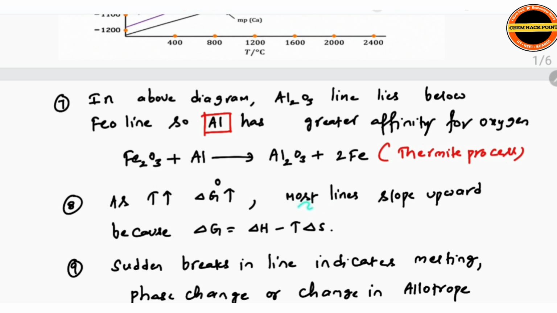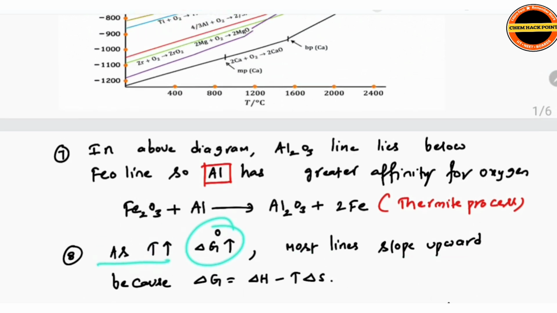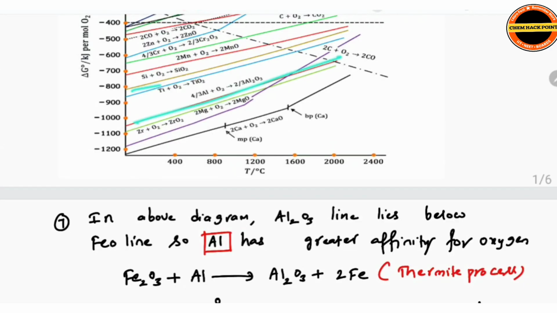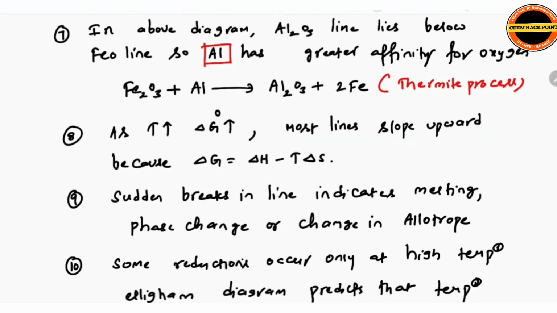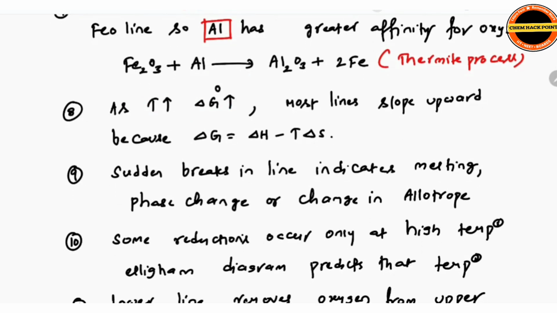Most lines slope upward. As temperature increases, delta G naught increases. Why do they slope upward? Because delta G is equal to delta H minus T delta S. If temperature increases, the delta G naught value increases.